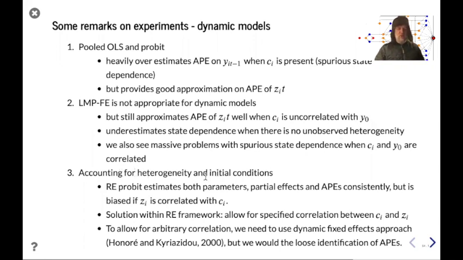Accounting for unobserved heterogeneity is really important, and the random effects model does everything right. Here we are not allowing for any correlation between the unobserved heterogeneity and the strictly exogenous explanatory variables, but we can easily do that, and we're going to look at how that makes a difference in an empirical example. If we want to allow for an arbitrary correlation, then you want to do the Honoré and Kyriazidou approach, but then we lose identification of the average partial effects.